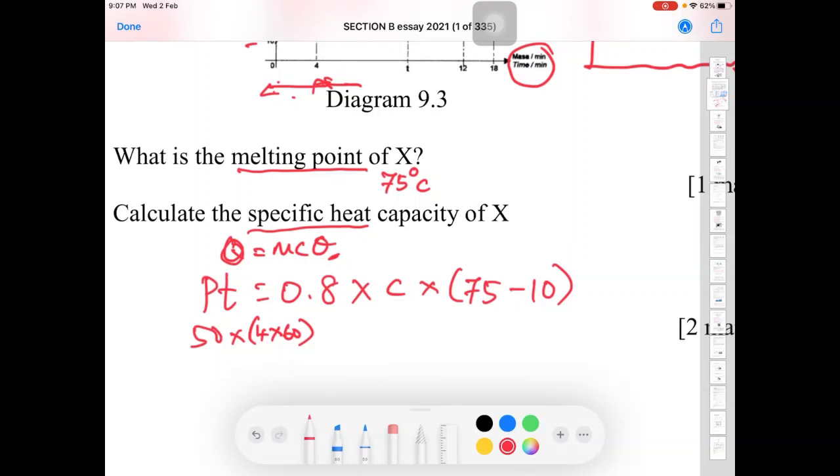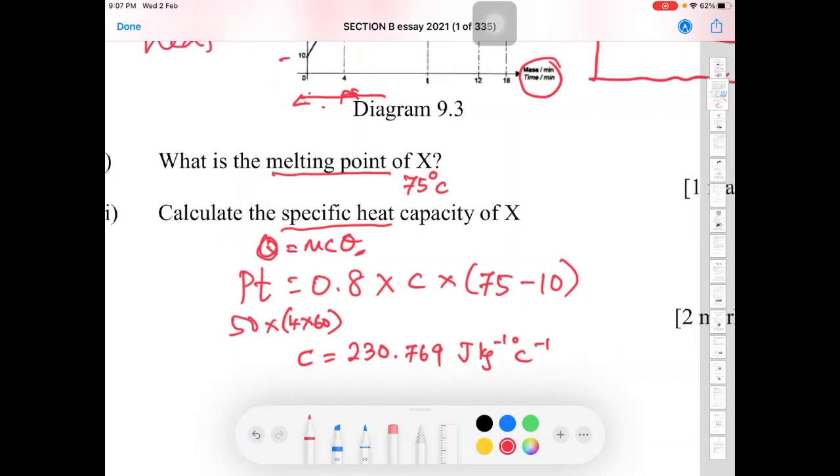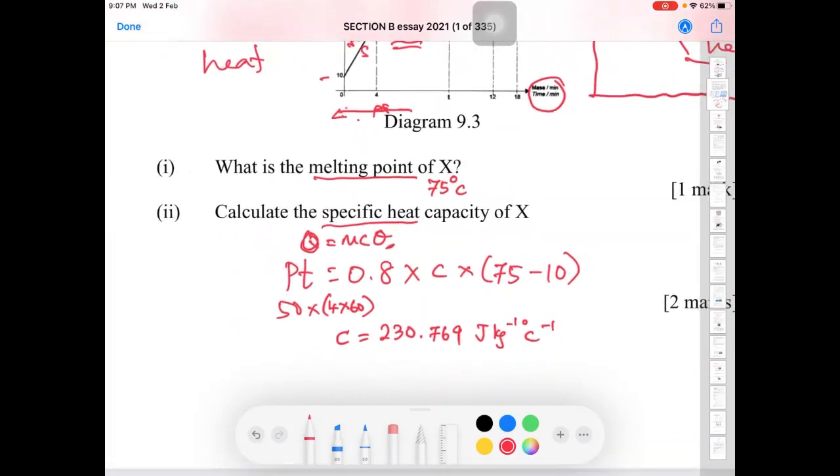Alright, so you akan kira dan you akan dapat your C akan jadi 2230.769. Okay, jangan lupa unit of your specific heat capacity. Joule, kg negative 1, degree Celsius negative 1. Okay, nampak.